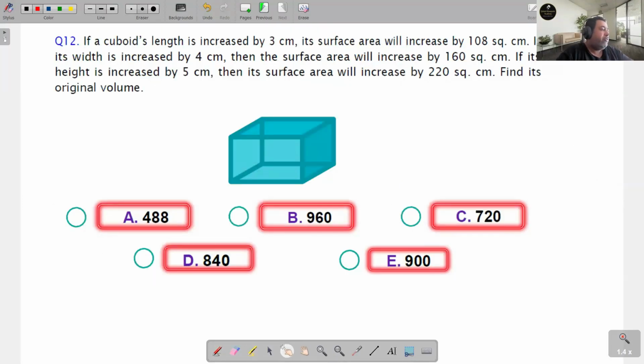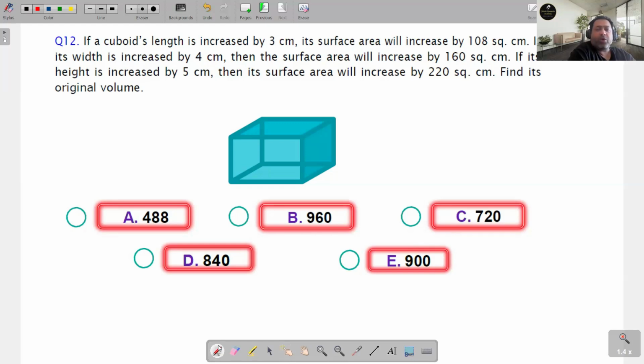Question 12. If a cuboid's length is increased by 3 centimeter, its surface area will increase by 108 square centimeter. If its width is increased by 4 centimeter, then the surface area will increase by 160 square centimeter. If its height is increased by 5 centimeter, then its surface area will increase by 220 square centimeter. Find its original volume. All right.